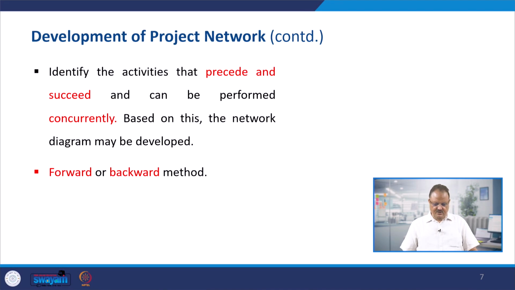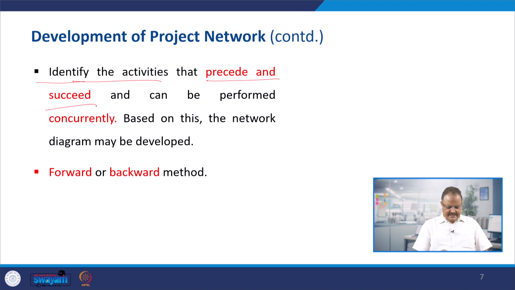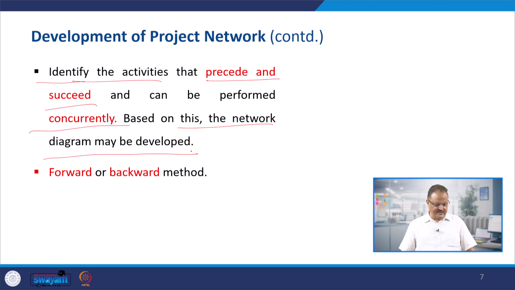Development of the project networks, we are continuing with the discussion. So, what we have to do is develop the project networks. We have to identify the activities that precede and succeed and can be performed concurrently, and on the basis of this we develop the network diagram. Sequence is very important: which will come first, which will come after that, which will precede, which will succeed.